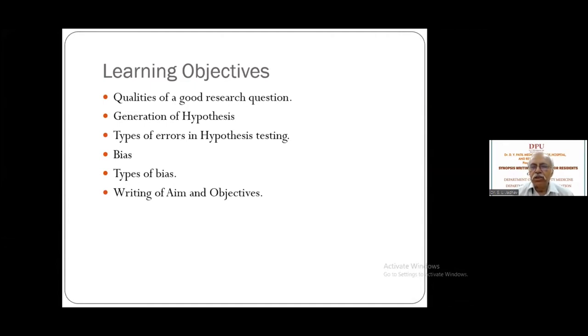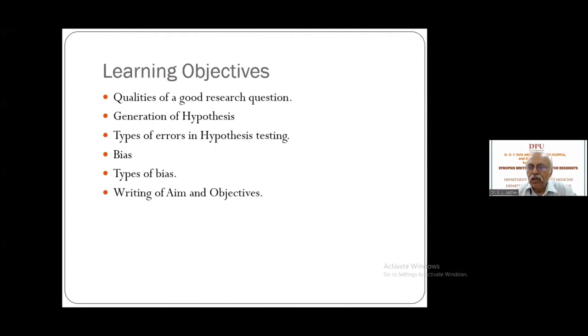So a good research question, and how you generate a hypothesis. Actually, there are two types of research question. One is straightforward, like you want to find the prevalence of a particular condition in a population. The other type is when you are comparing two groups. Once you compare two groups, hypothesis testing comes into play.